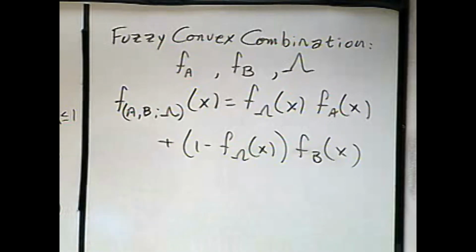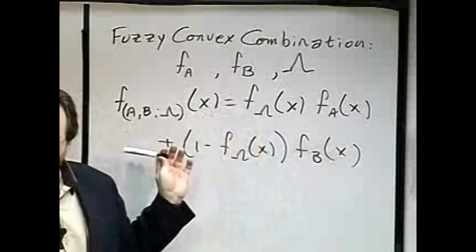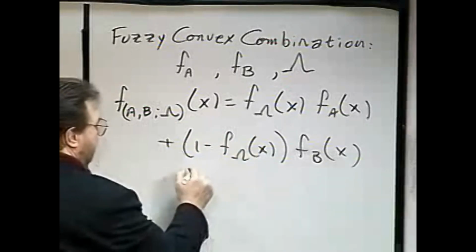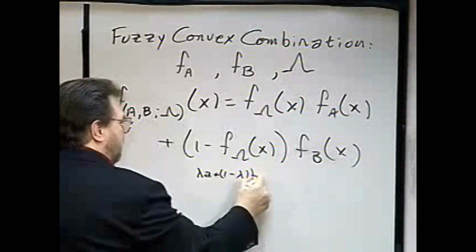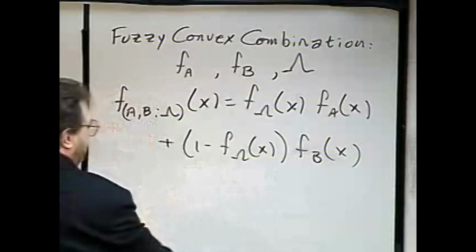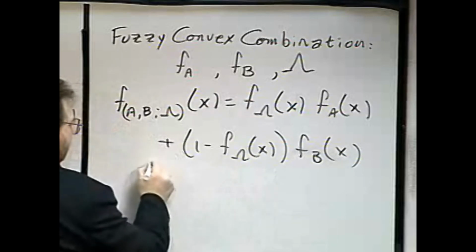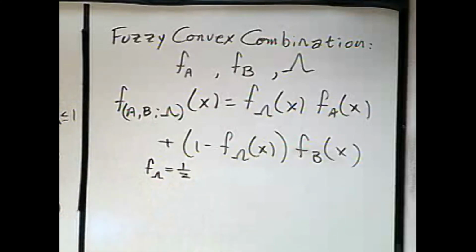You'll notice the similarity between this and the definition of convex sets that we had previously, which, remember, was like lambda A plus 1 minus lambda B. We have a similar sort of structure here for this convex combination. Let's explain and see what it means. Let me look at the specific case, just for pedagogical reasons, where f lambda is equal to a half. By the way, A, B, and lambda can be any fuzzy convex sets.